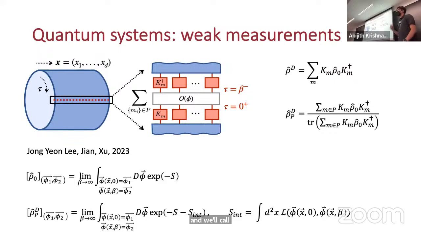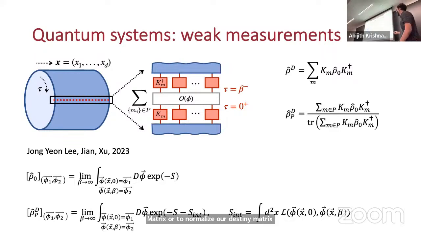Then let's apply some weak measurements to our system. And then the resulting density matrix rho d is just a sum over the outcomes of the measurements of different projections of the pure state on those measurement outcomes. Now, if you want to do some post-selection on the outcome of the measurements, we restrict our sum to be in some set P, and we divide by this trace to normalize our density matrix.